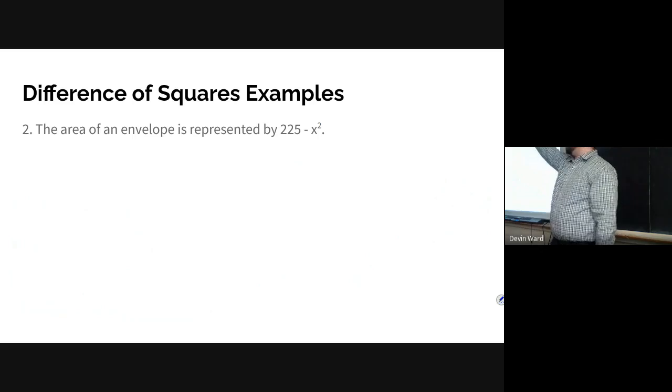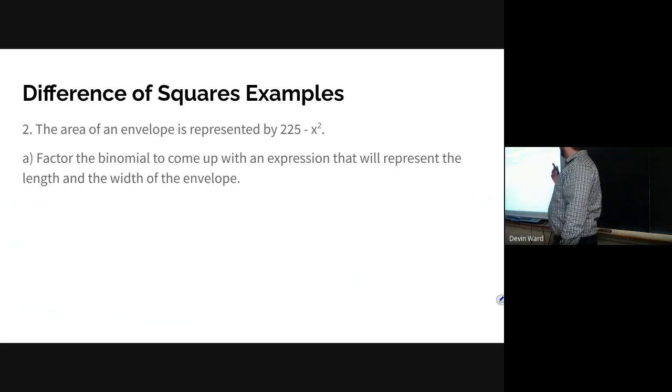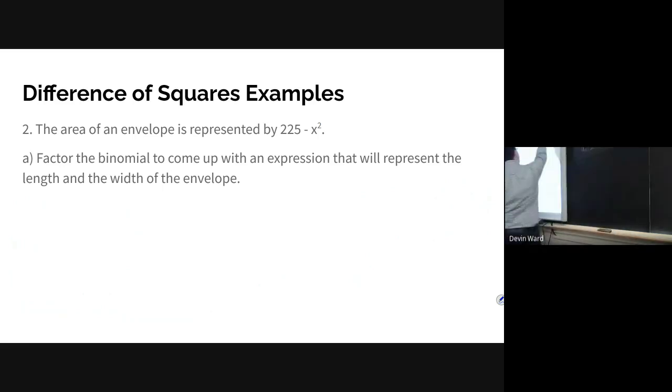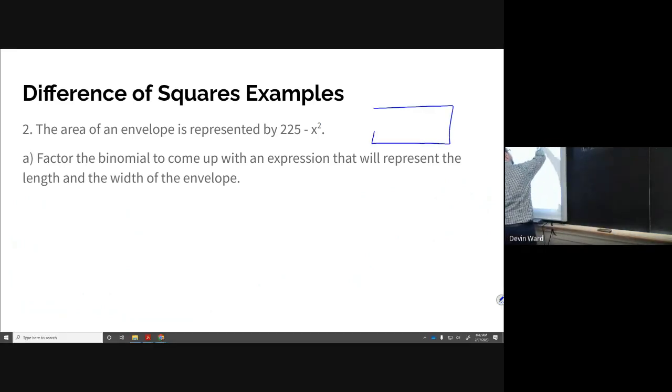Okay, so now we have a word problem. The area of an envelope is represented by 225 minus x squared. We want to factor the binomial to come up with an expression that represents the length and the width. Remember, like you had on your quiz, we have a rectangle, and the area equals 225 minus x squared. So we want to find our width and our length.